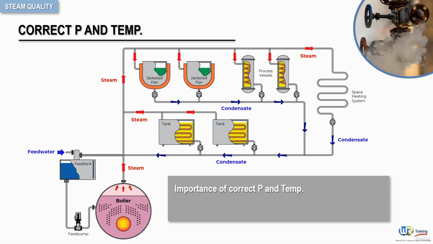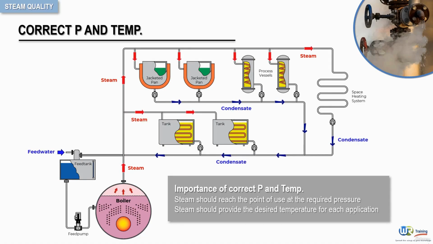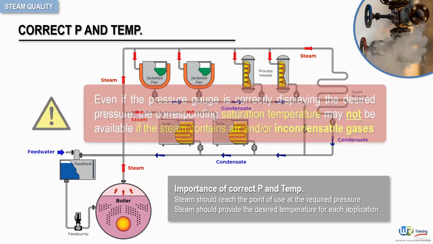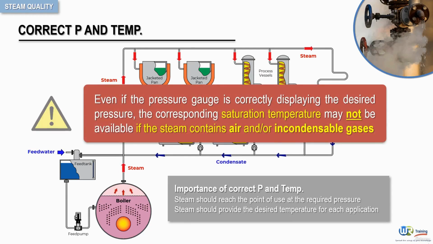Steam should reach the point of use at the required pressure and should provide the desired temperature for each application. Otherwise, performance will be affected. The correct sizing of the piping system will ensure this is achieved. This will also be discussed in detail further ahead. For now, keep in mind, even if the pressure gauge is correctly displaying the desired pressure, the corresponding saturation temperature may not be available if the steam contains air or incondensable gases.